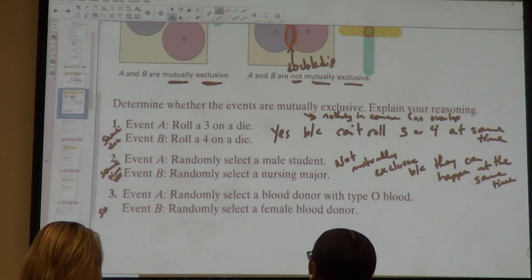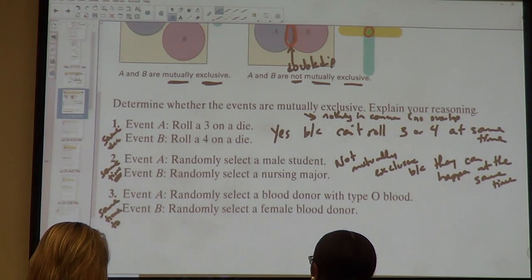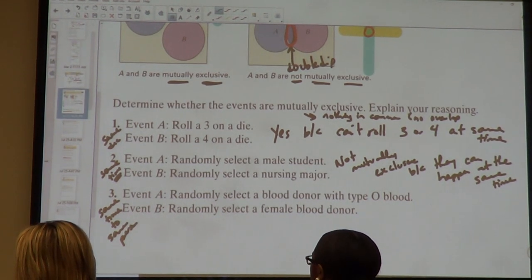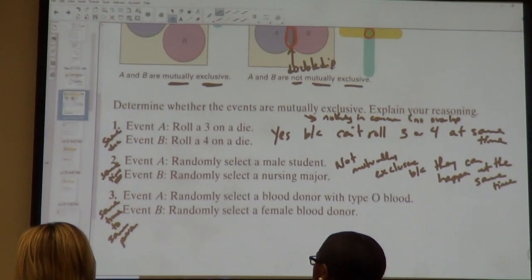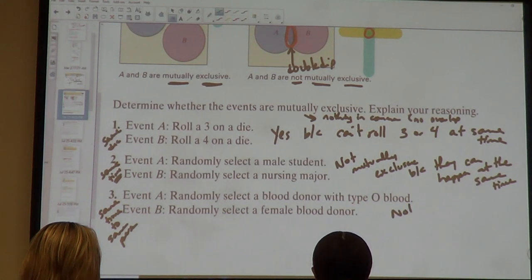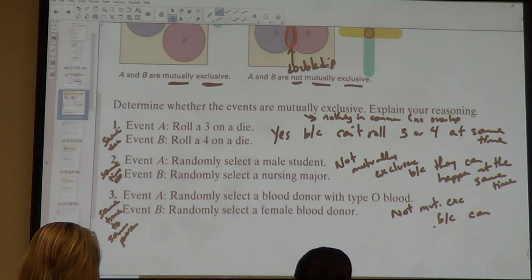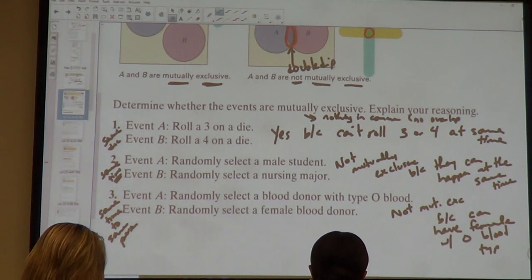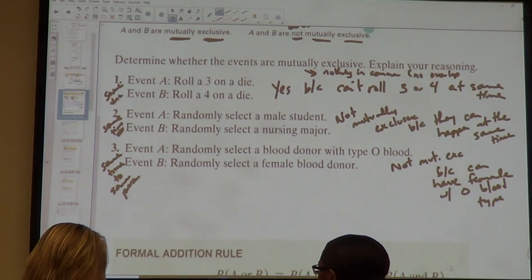Okay, can this happen at the same time to the same person? You can randomly select a blood donor with type O and their blood donor is female. So is it mutually exclusive or not mutually exclusive? It is not mutually exclusive because you can have a female with type O blood.